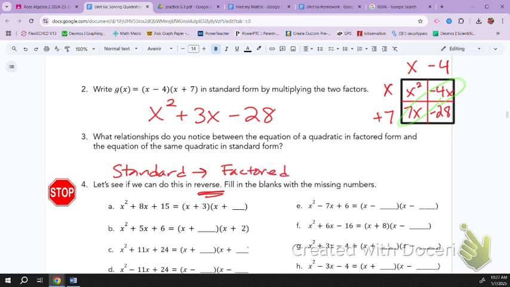Let's look at this first one together. I have one of the factors. It's 3. 3 times what gives me 15? 5. Yep, so 5 has to be the second part of my factor.